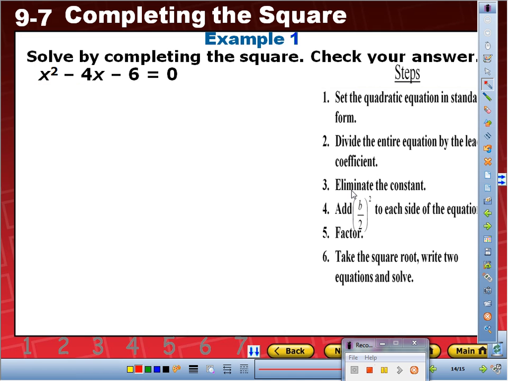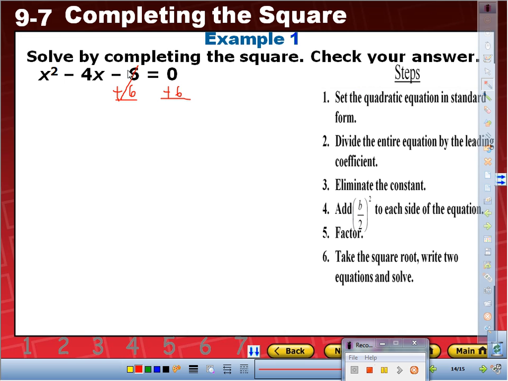However, step 3, eliminate the constant. My constant here, check this out, for those of you that forgot from the homework. What is A? What is B? -4. What is C? That's why that one's C, because it's the constant. So I'm going to eliminate this constant by adding 6 to each side. Just pay attention. Don't do anything yet.